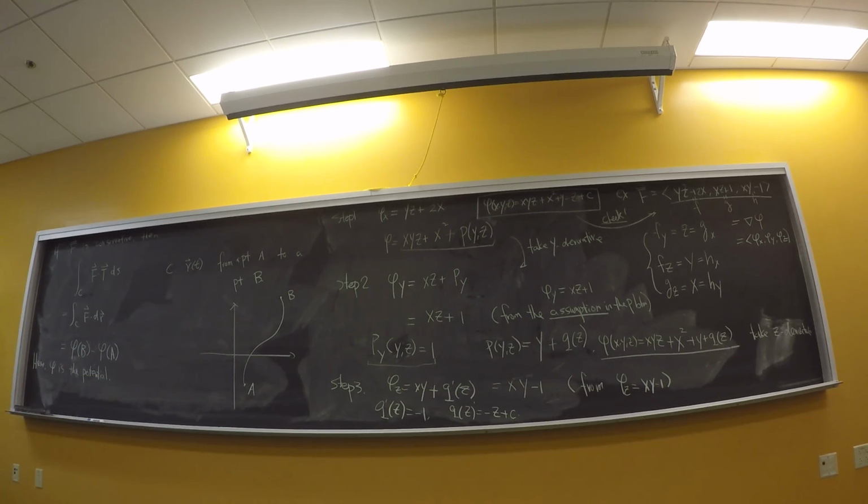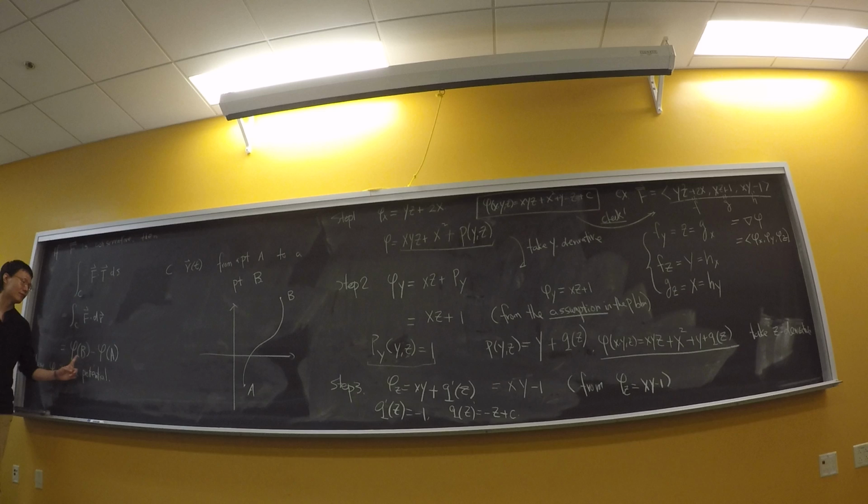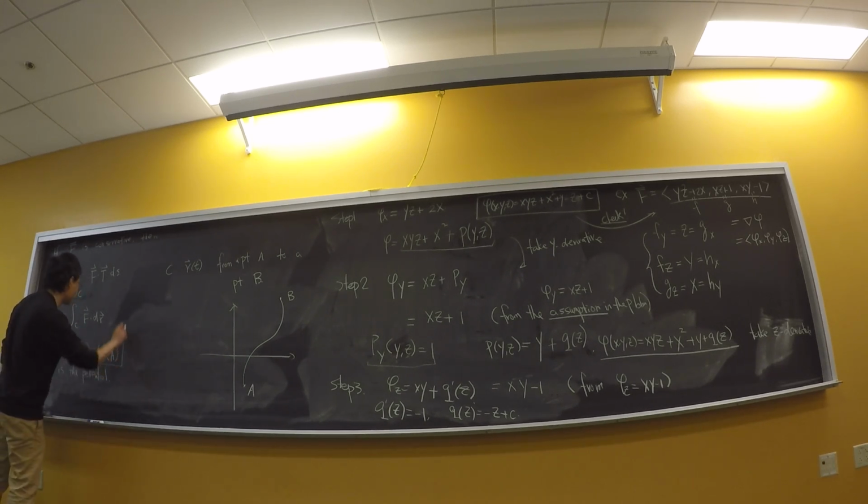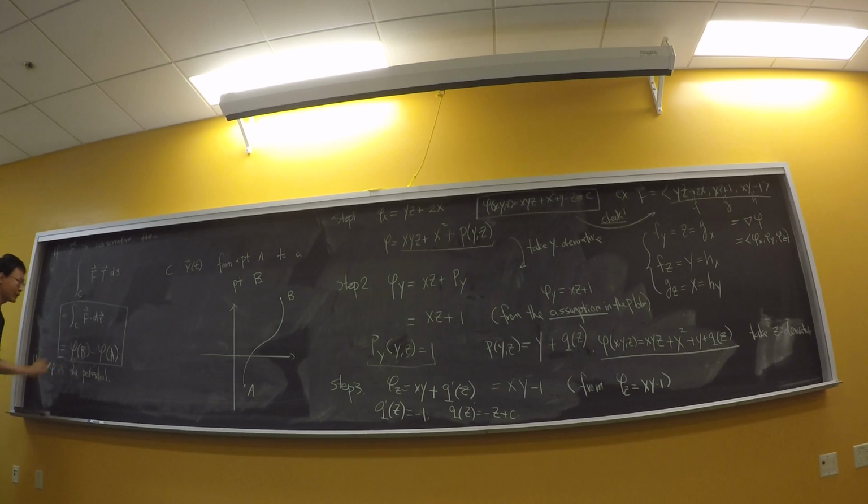In other words, if we're evaluating the line integral of a vector field with respect to a curve, then it is simply equal to the difference between the function values of the potential function. And this formula is only true if the vector field is conservative. And if you look at this equation, this equation seems very familiar, right?